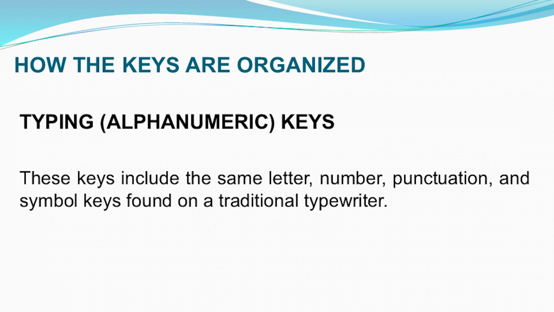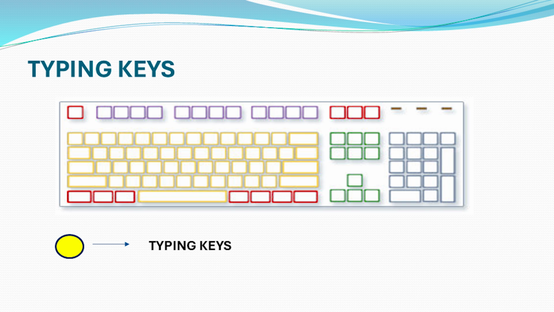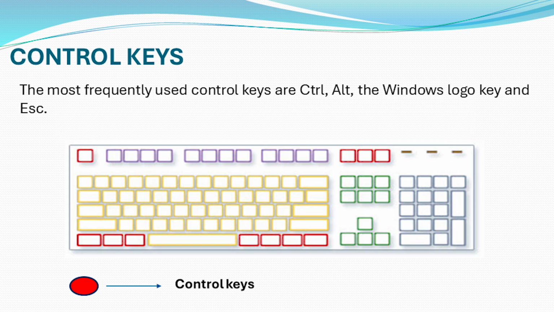How the keys are organized. The keys on your keyboard can be divided into several groups based on function. Typing, alphanumeric, keys. These keys include the same letter, number, punctuation, and symbol keys found on a traditional typewriter. Control keys. These keys are used alone or in combination with other keys to perform certain actions. The most frequently used control keys are Control, Alt, the Windows logo key, and Escape.